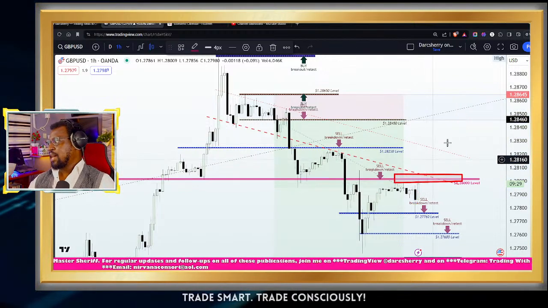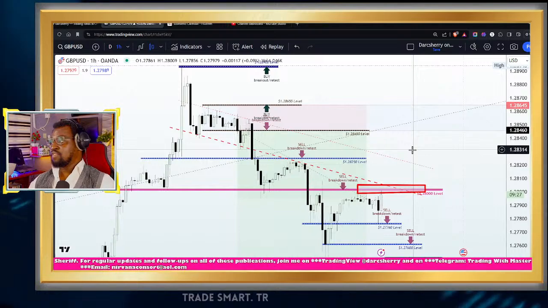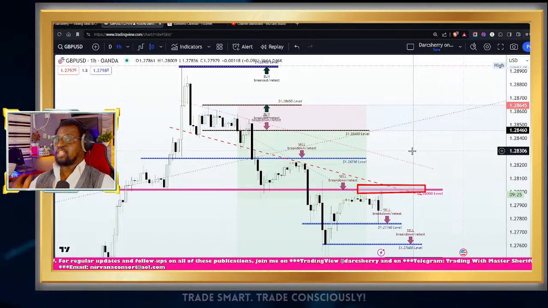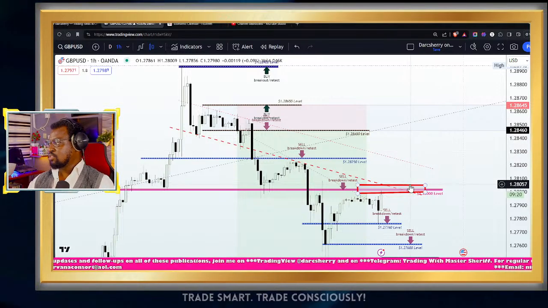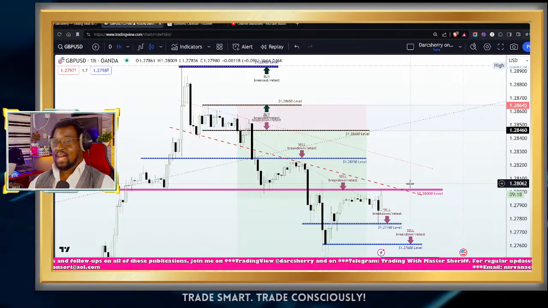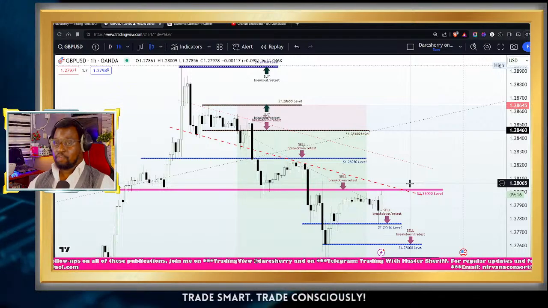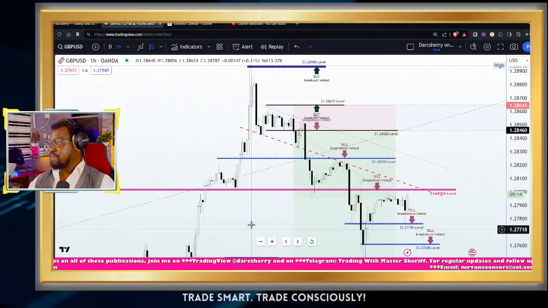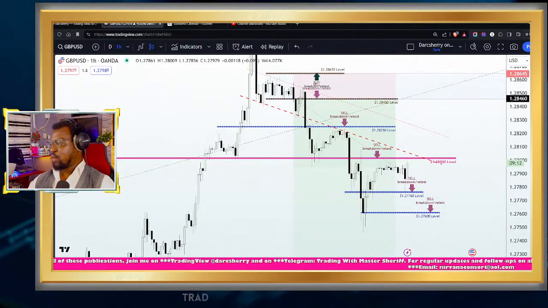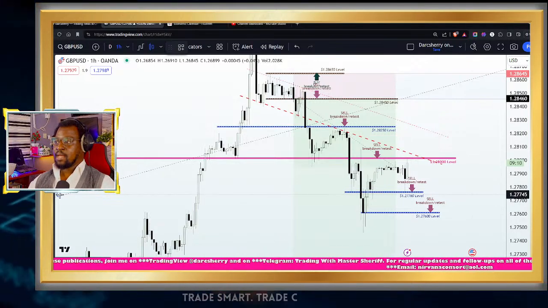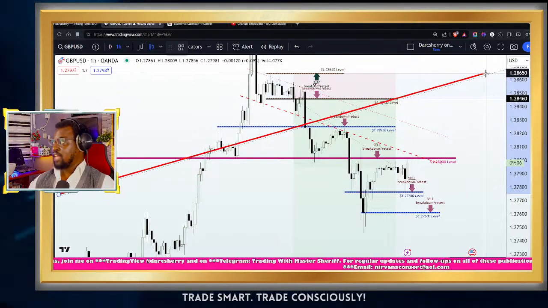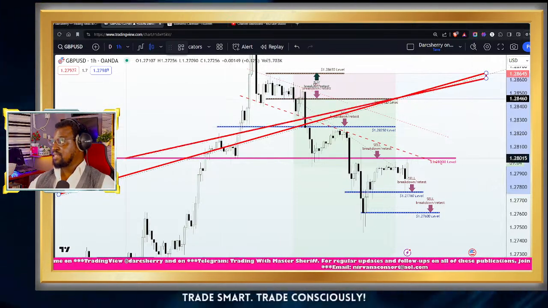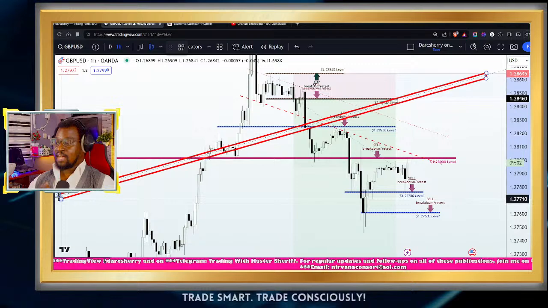Now, another thing we also want to take note of here is that if the bullish momentum continues, please note that we have some structures here that could serve as a barrier for the bullish momentum. Remember, for those of you who watched my weekend video on the GBPUSD, the ascending channel we identified on the higher time frame. This is the resistance line of that ascending channel.